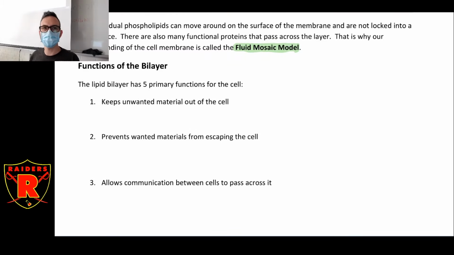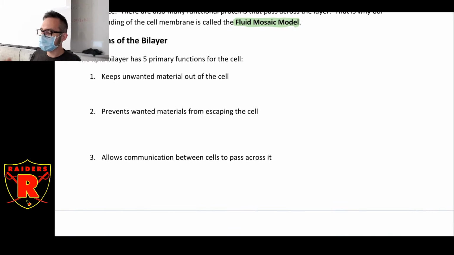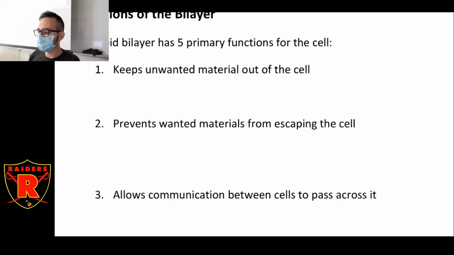So together, these things work together to do the 5 primary functions of the cell membrane, okay? The first primary function is it keeps stuff out, okay? It's a wall. It keeps stuff from getting into the cell. What are some things that the cell wants to keep out? What would the cell not want to come inside? What do cells not want in there?